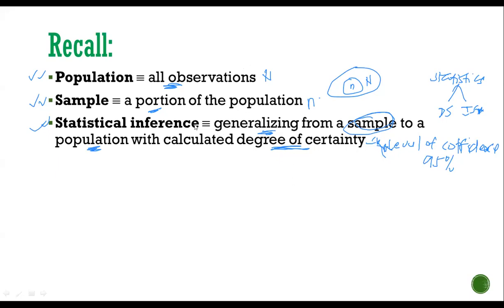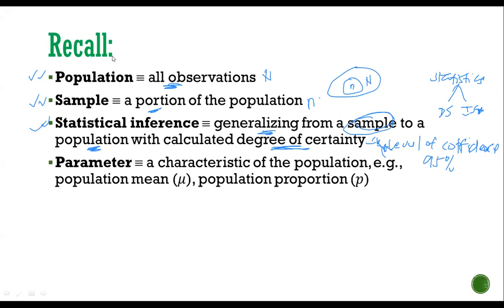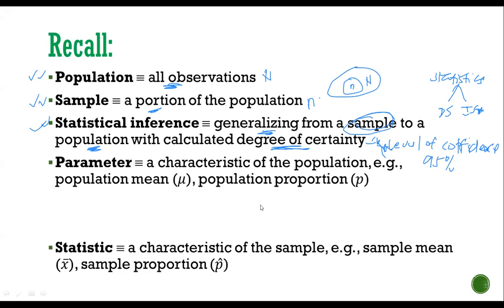And next, pasensya na sa aking sulat, it's hard to write via Zoom. Of course, we have the terms parameter and statistic. I hope we know the difference between the two. When we say parameter, any numerical data which came from your population is classified under parameter. Whereas, on the other hand, any numerical data that you gather from your sample is under your statistic.